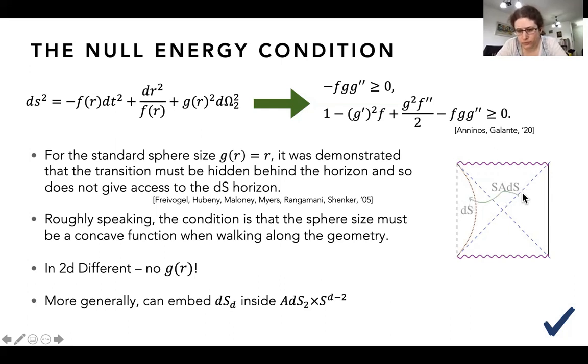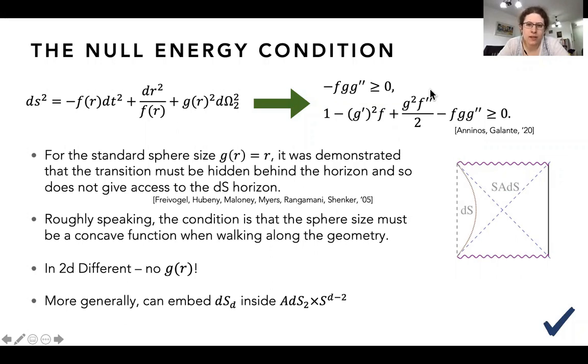But essentially, it has to first increase and then decrease or something like that. Yeah, and then essentially this kind of ruled out the possibility of having a transition between ADS and the sitter, which is not hidden behind the horizon.